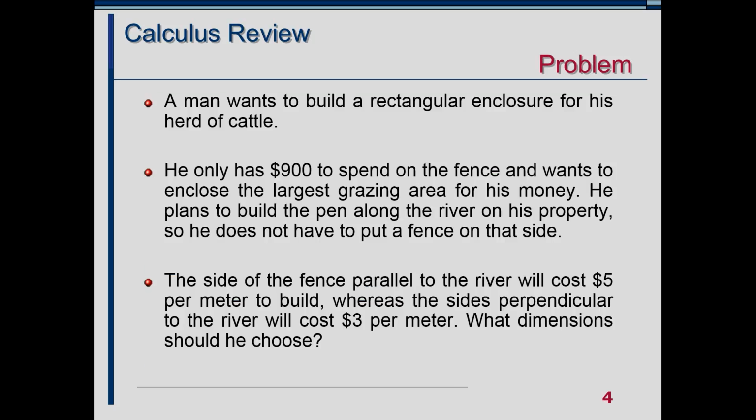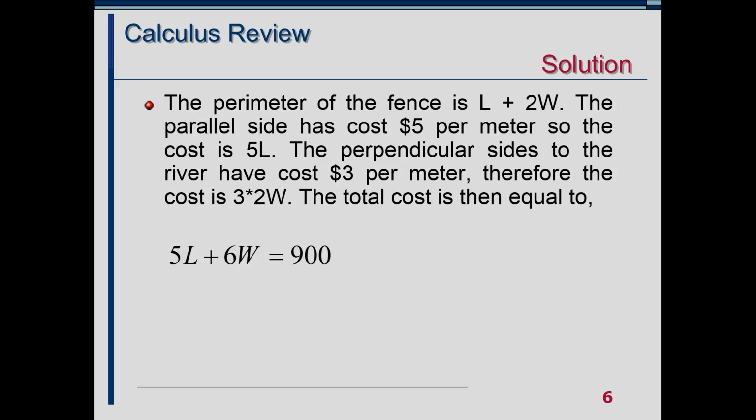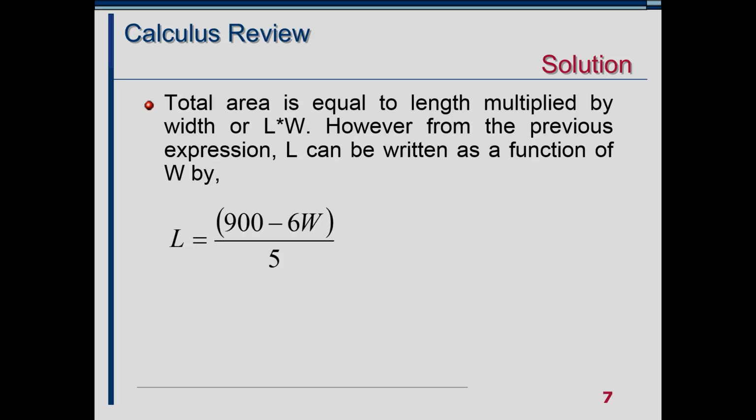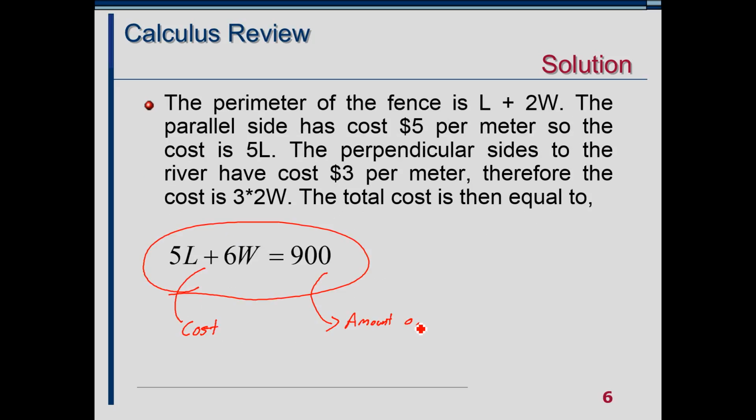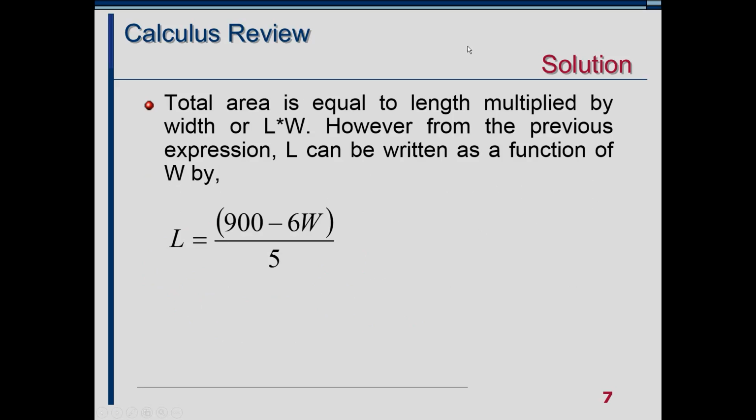So we only have $900 to spend, so that means the total amount of money that we have to spend on fence is equal to 900. So that is where this equation right here comes from. Essentially, this side of the equation is the cost based on how much fence we're going to actually build, and this is the amount of money that we actually have.